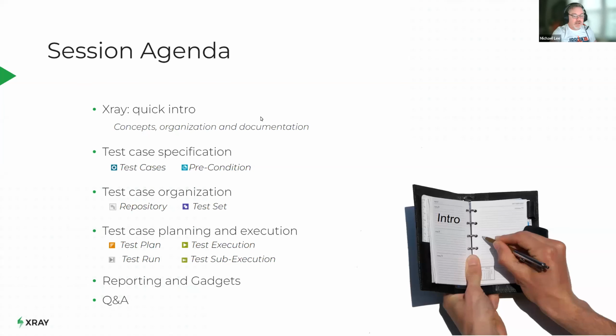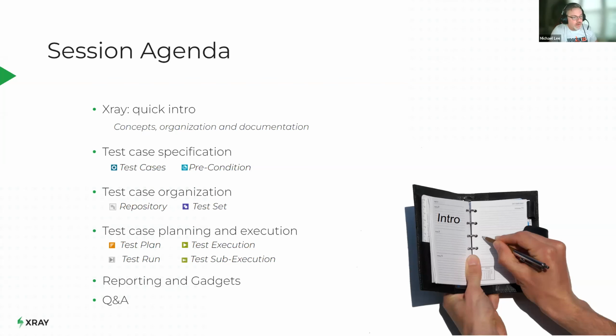So this is the agenda we're going to go through. We'll go through an introduction to Xray, its concepts and organization, and show you some documentation. Then we'll go through how we specify test cases as well as their preconditions. Once we have those test cases, we need to organize them using things like the test repository and the test set. And once we have them organized, we do some planning and execution: the test plan and the test execution. We will take a look at all of these in the software once we get into this.